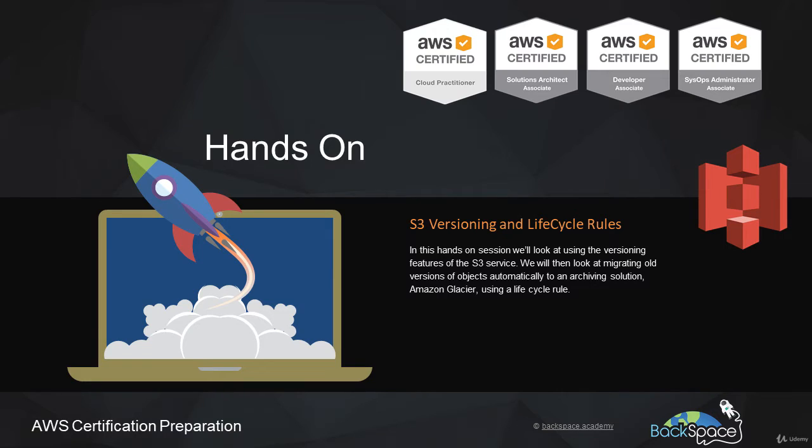In this hands-on session, I'm going to be looking at the versioning features of Amazon S3. Once we've done that, we'll look at how we can use a lifecycle rule to migrate old versions of our objects over to an archiving solution like Amazon Glacier.